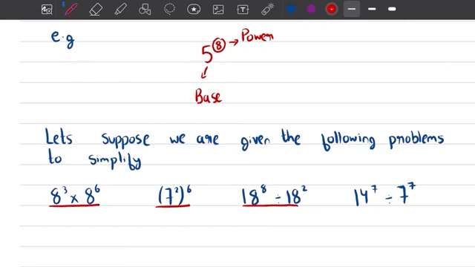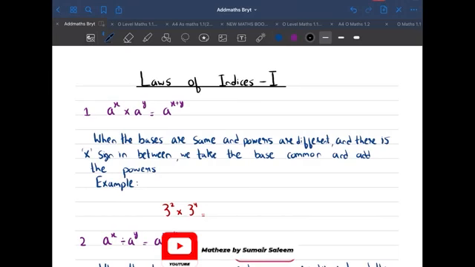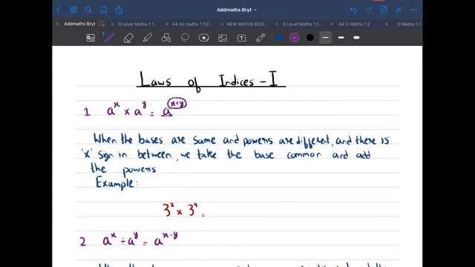Or maybe this one: 18 power 8 divide by 18 square. 14 power 7 divide by 7 power. So for this purpose, there are laws of indices to make the life of a student easier. Rule 1: when the bases are the same and the powers are different, we take the base common and add the powers.